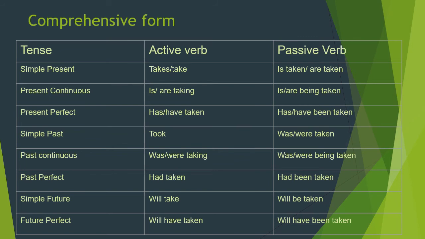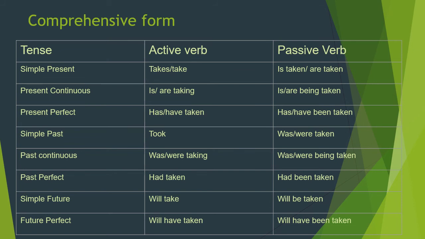Now, present perfect. The active verb is has or have taken. If it is singular, has; plural means have. Same in the case of the passive verb. Singular means has, plural means have, but with the to be form, that is has or have plus been plus the past participle of take, which is taken. So the passive verb will become has or have been taken.